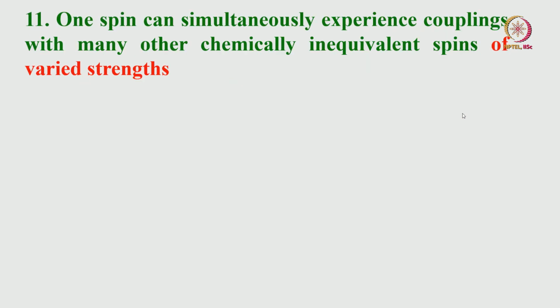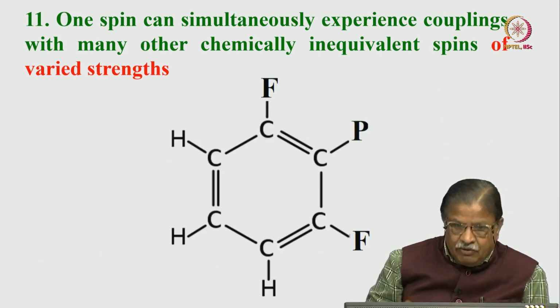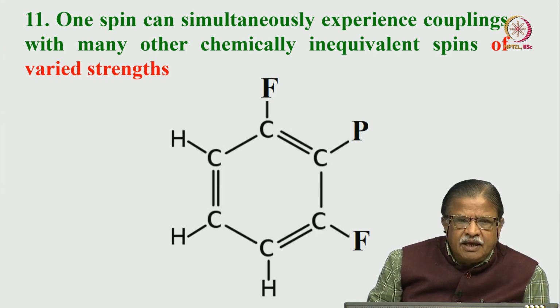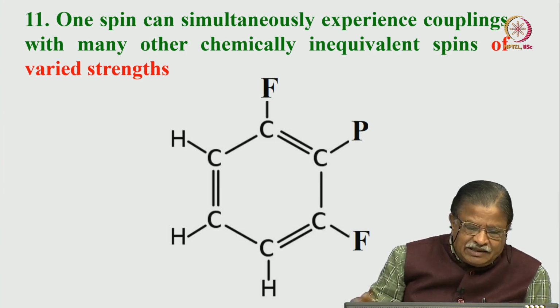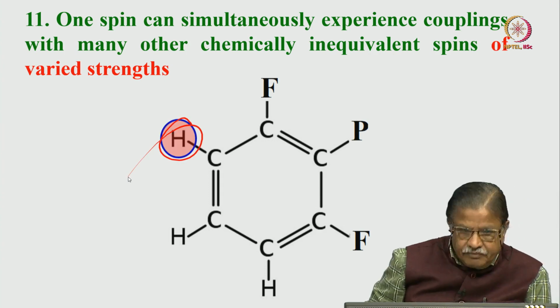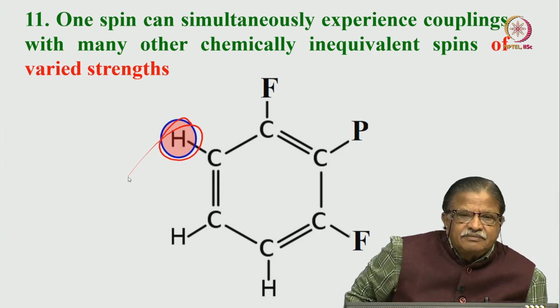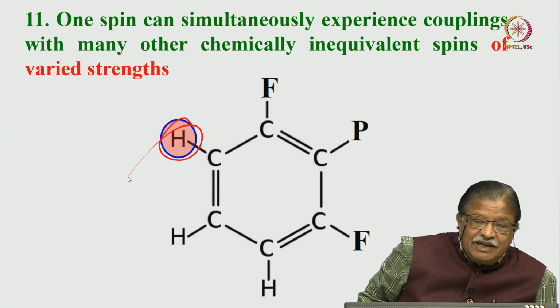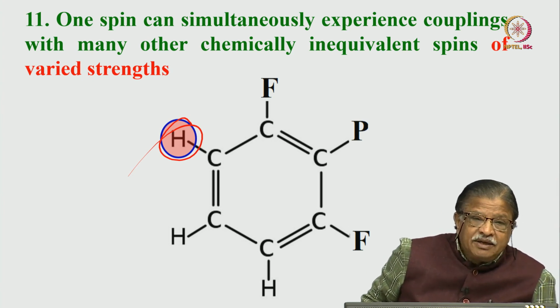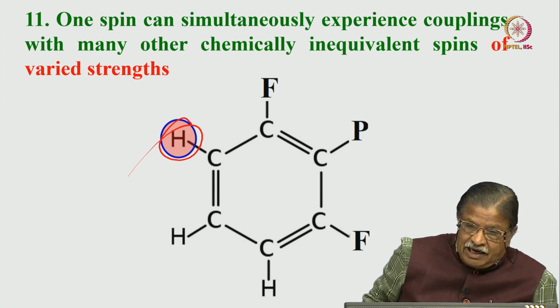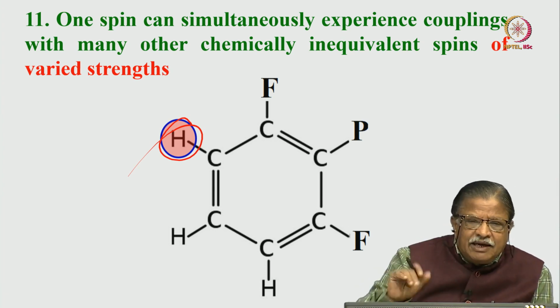And one spin can simultaneously experience coupling with several other chemically inequivalent spins with different strengths. For example, look at this molecule. Then I will consider this proton. The molecule is a simple molecule, but this proton can have scalar coupling with a lot of other nuclei.